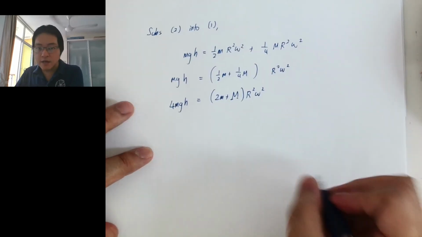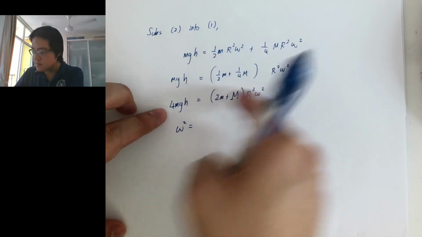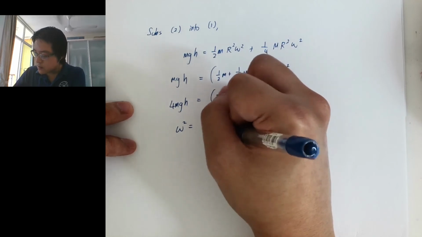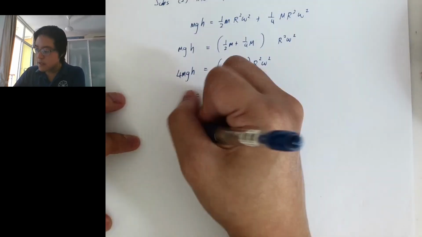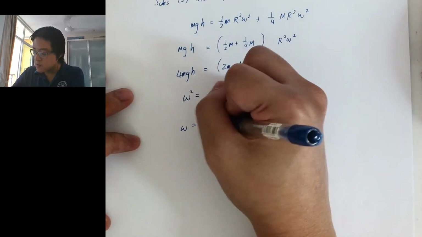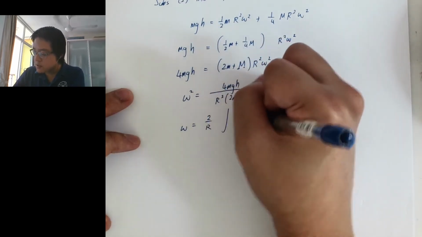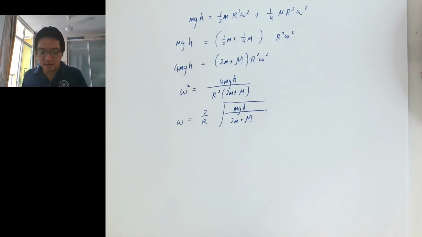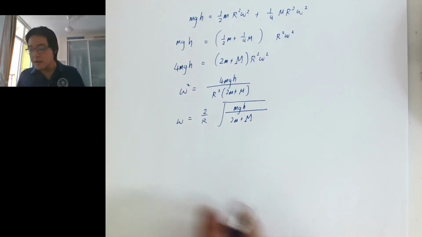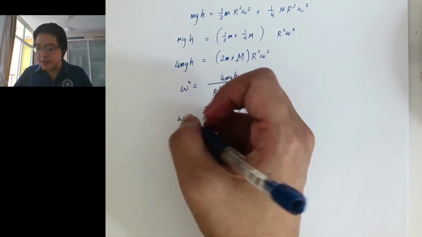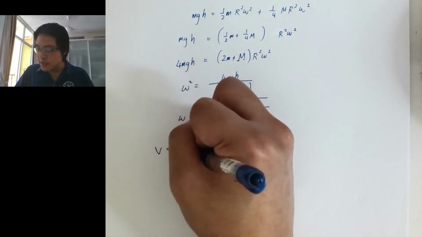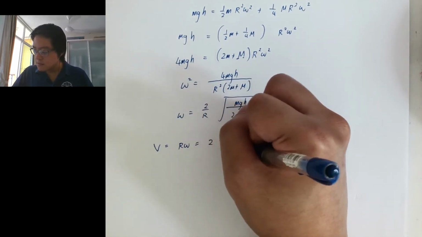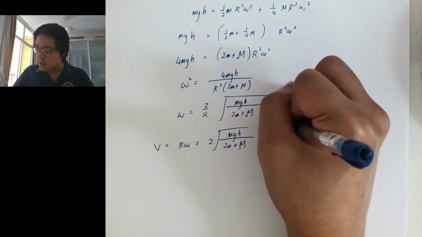So we wanted the angular velocity, right? So omega squared is, put the rest over, 4mgh over R squared times 2m plus M. Therefore omega itself is just 2 over R and then the square root of mgh over 2m plus big M. Did I do it correctly? Yeah, looks correct. So I got the angular velocity of the spinning cylinder. Then the speed is just R times omega, so it's just times R, and I just get back this mgh over this. So I got my two answers now.